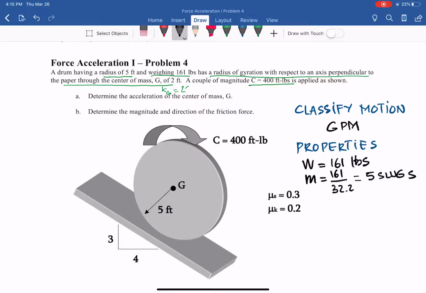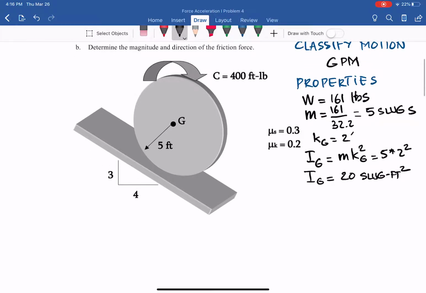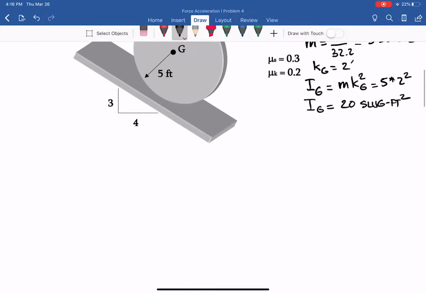And then they also give us the kG equal to 2 feet. So we also find out the mass moment of inertia about the center of mass for the axis going through G perpendicular to the drum. So we have that m kG squared equal to 5 times 2 squared. So we have IG equal to 20 slug feet squared. So that is the properties. And then the next is draw the diagram.